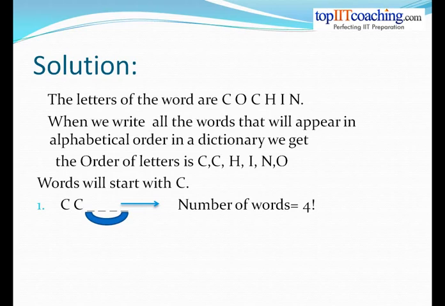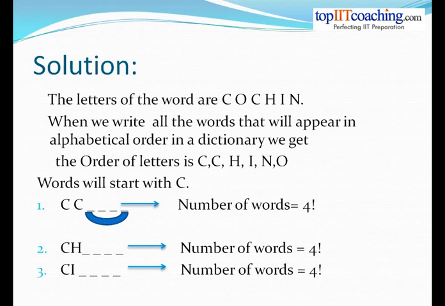Now we can permute all the remaining letters in the same number of factorial ways. Therefore the number of words that have C at the first place and A at the second place will be equal to 4 factorial. Now the second case, the second position gets filled with H. Now the 4 places will be filled again by the 4 letters, and they can be permuted among themselves in 4 factorial ways. So the total number of words is equal to 4 factorial. Similarly, when I gets placed at the second position, the number of words formed is 4 factorial. And when N gets placed at the second position, the number of words is equal to 4 factorial.